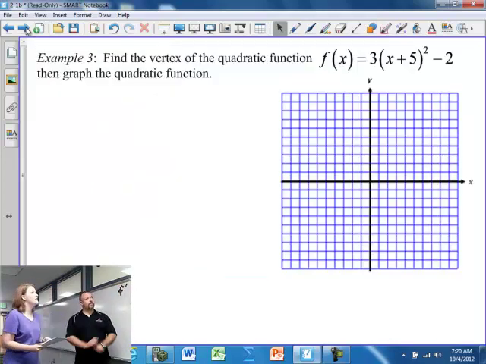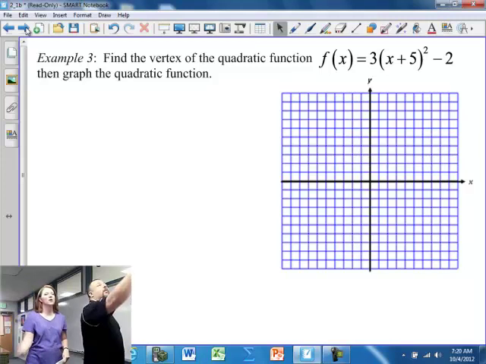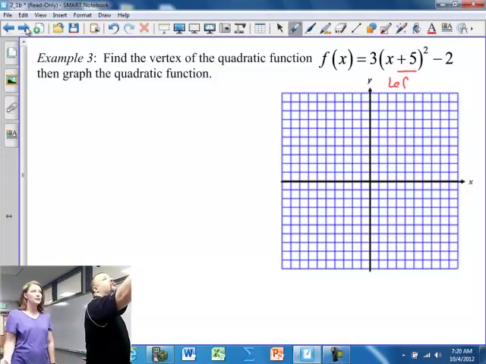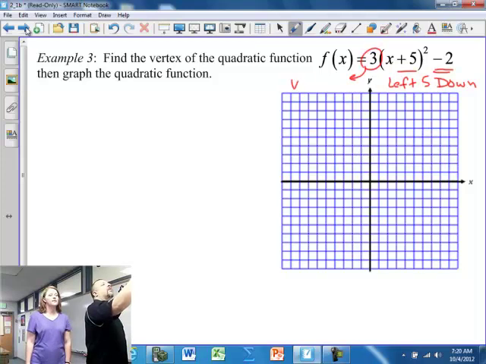Okay, so we're not going to take any more video time with linear stuff. Let's talk quadratics. Find the vertex of this quadratic function. Well, we just got done doing transformations. So we should know that x plus 5 inside means we're going to go left 5. And we should know that minus 2 means we're going to go down 2. What does that 3 mean? That 3 is a vertical stretch of 3.